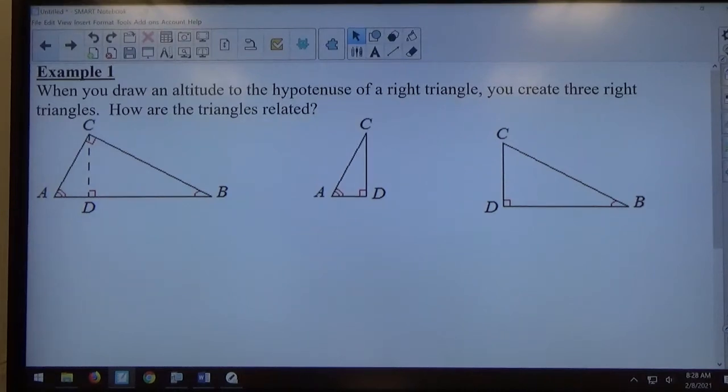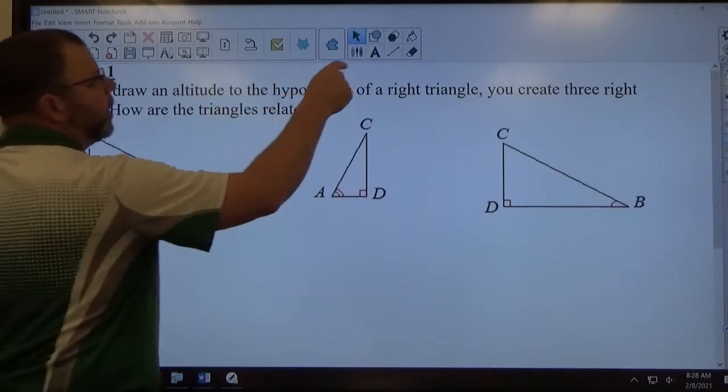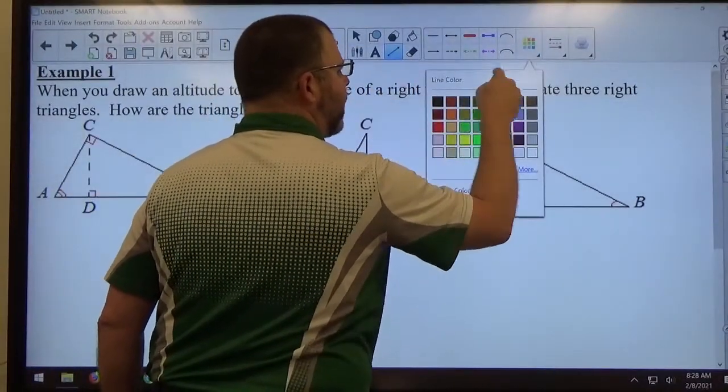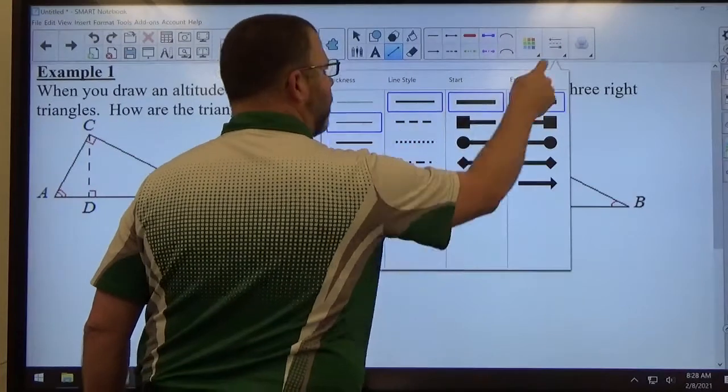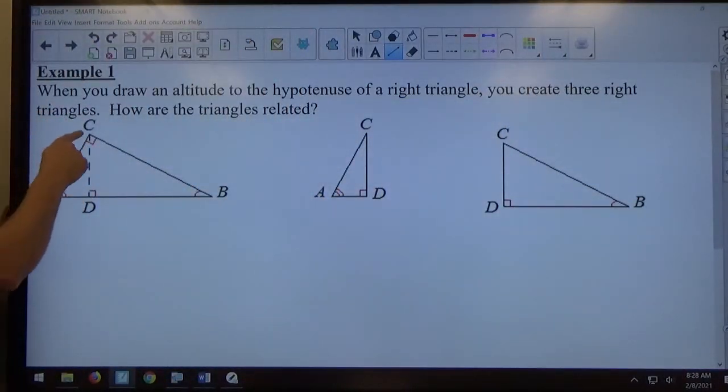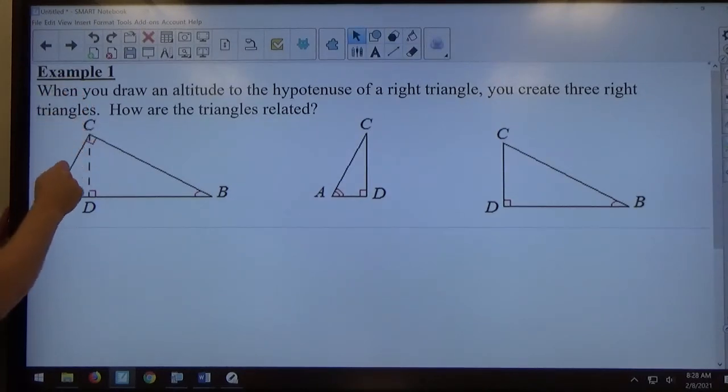All right, example one. When you draw an altitude to the hypotenuse of a right triangle, you create three right triangles. How are the triangles related? So if you take a look, what they're focusing on to begin with is this main right triangle. And a lot of times, right triangles are drawn with the right angle up at the top like this, so it kind of looks like it has two slanted sides and one horizontal side. Try and do it justice here.